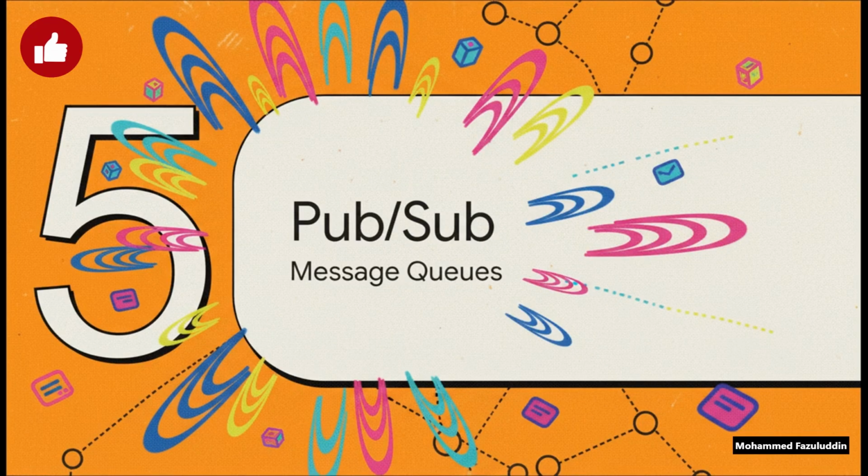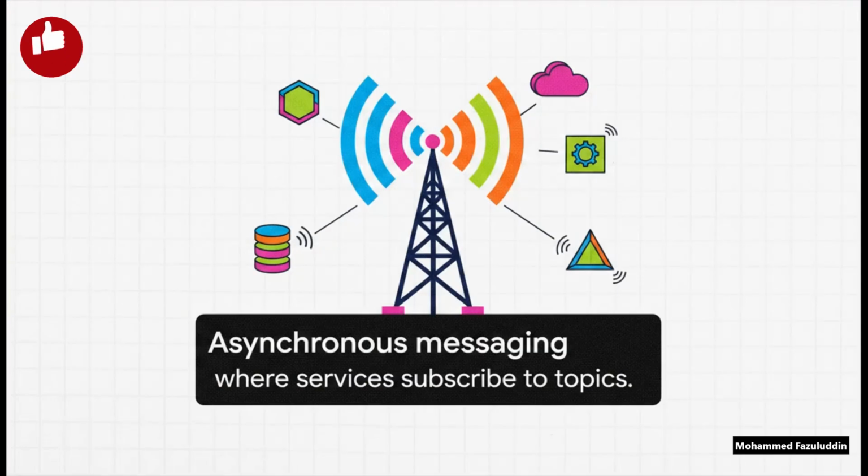Section 5, PubSub. Simultaneous async messaging, message queues, and topics. Moving on to PubSub. This handles massive, simultaneous broadcasts through asynchronous messaging. Basically, services subscribe to specific topics. Imagine a radio broadcaster. They send a signal out on a specific frequency, which is our topic. They don't know exactly who is listening out there, and they certainly don't wait around for a reply. They just broadcast.